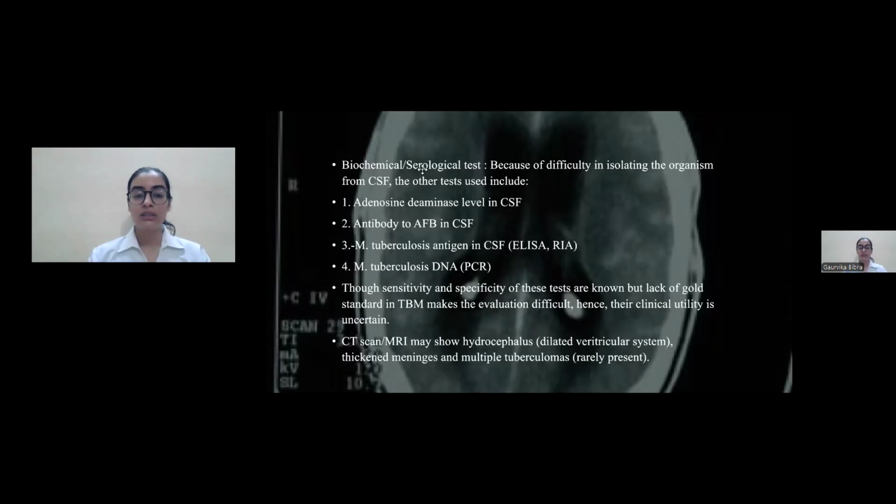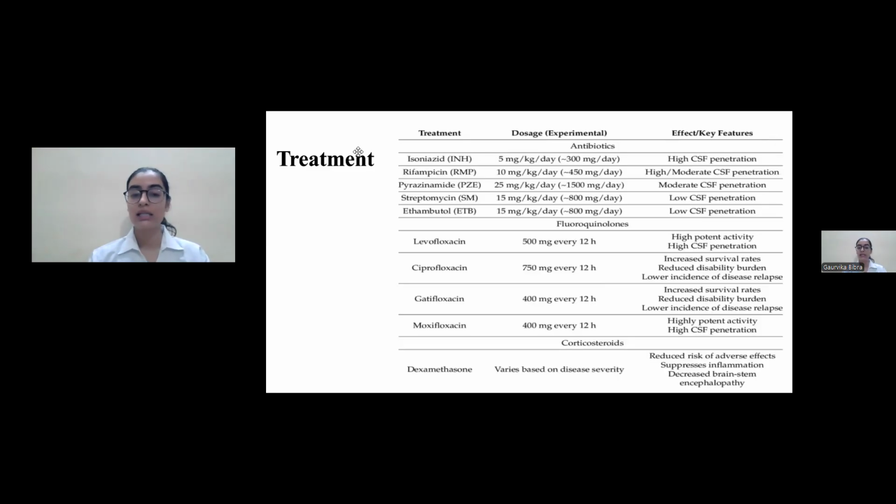Now, the treatment for tubercular meningitis. We'll give the antitubercular drugs, which are isoniazid, rifampicin, pyrazinamide, streptomycin, and ethambutol. These are the first line drugs which we usually give. And then there are fluoroquinolones, which include levofloxacin, ciprofloxacin, moxifloxacin, or gatifloxacin. We could also give corticosteroids, which include dexamethasone, or we can give prednisolone.